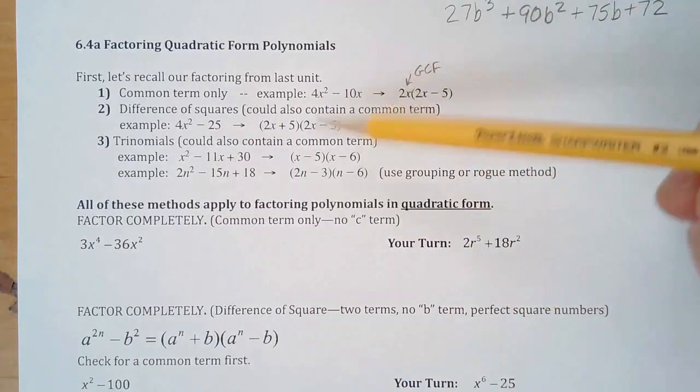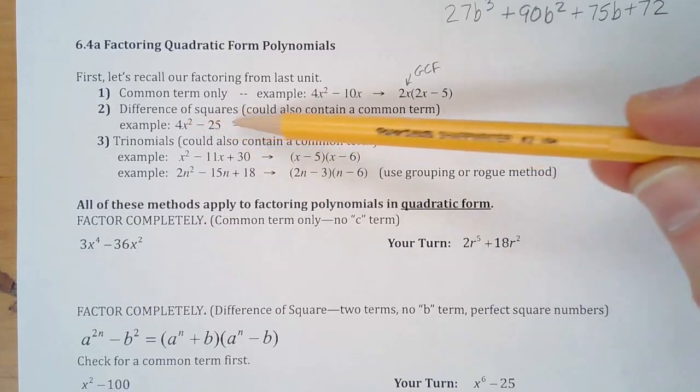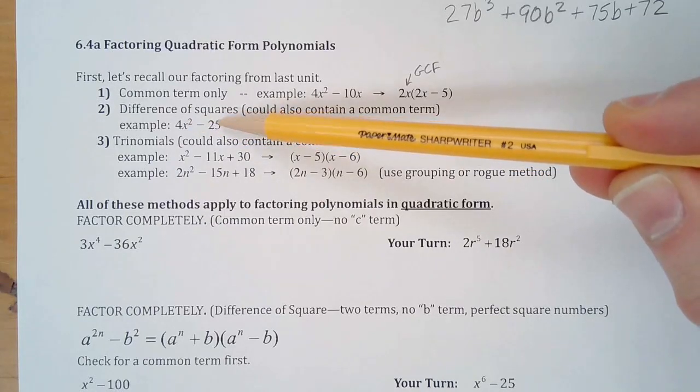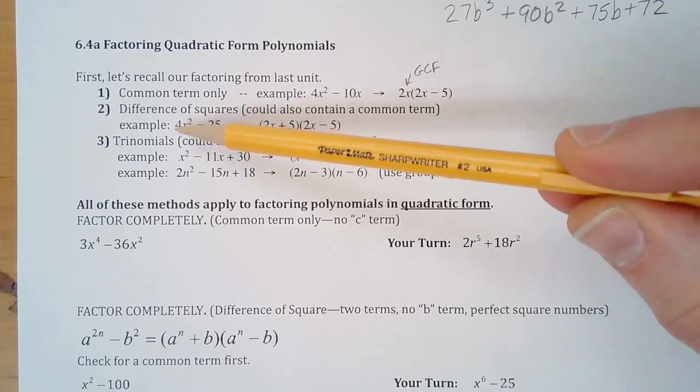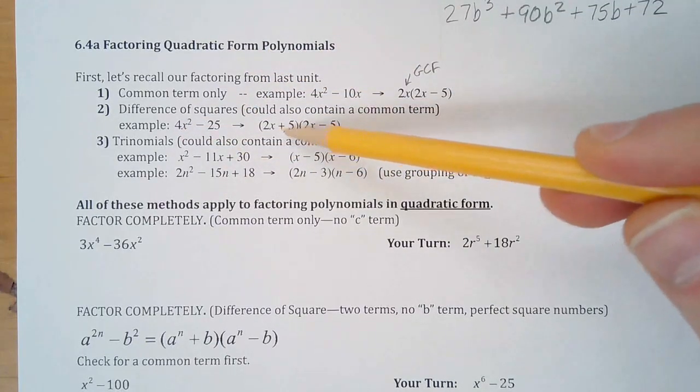You divide out the greatest common factor. Difference of squares: if you had something squared minus something else squared, right? This is 5 squared. And then this is 2x being squared. You end up with something that looks like this.